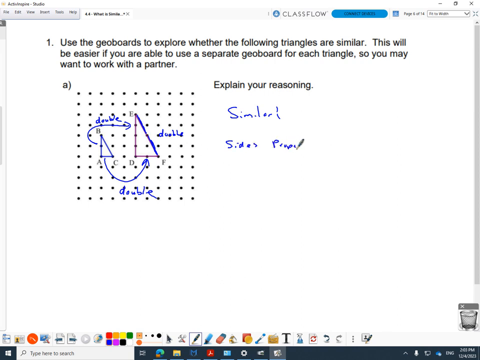Which brings up something I didn't mention, really. If the sides are proportional, the angles will be the same. And if the angles are the same, the sides will be proportional. So we don't have to do both. We don't need a protractor here. We see the sides are proportional. Good. We know they're similar. That's enough. It's one or the other. Questions there? We'll do another one.